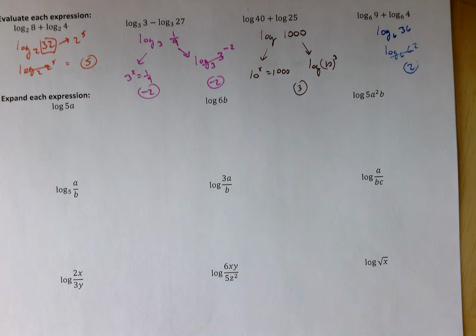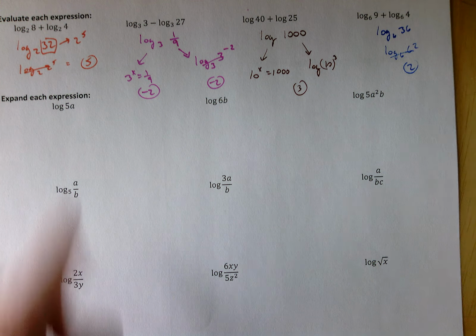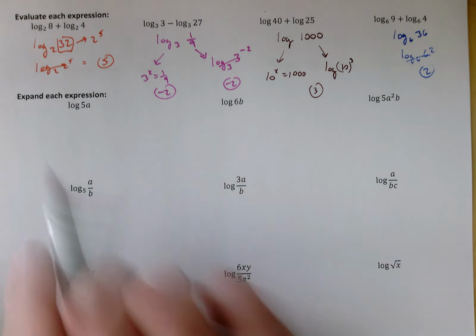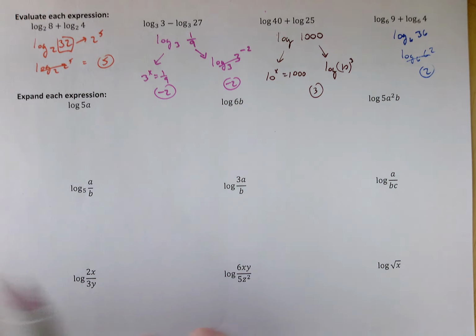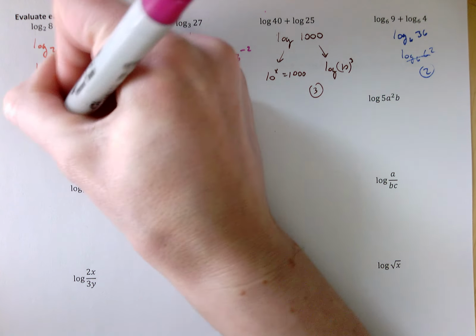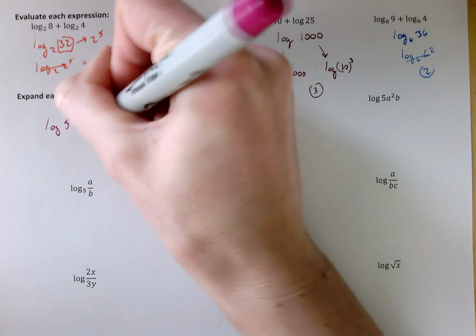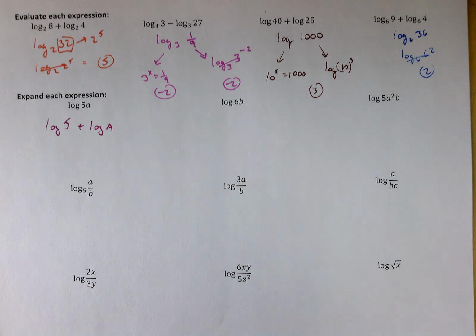Now we're going to use them to expand some things. Okay, so let's take a look at these. So this first guy here, we're going to start by expanding this. Well, this is a product of 2 things. So I can rewrite this as log of 5 plus log of a. And there we go, that's it.